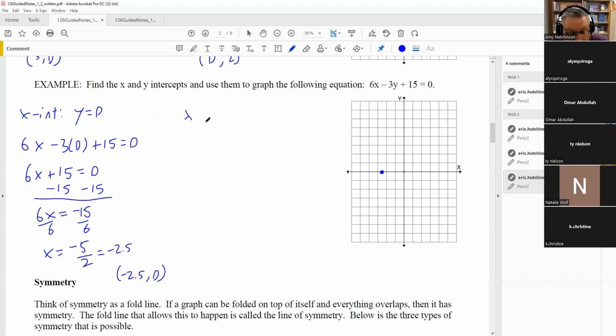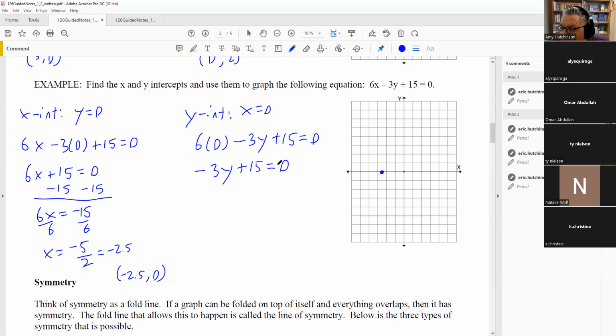And then now we want to do the y-intercept. And that's x equals 0. 6 times 0 minus 3y plus 15 equals 0. That first part's going to go away. We get negative 3y plus 15 equals 0. We're going to subtract the 15 from both sides. So we get that. Could have also added the 3y to the other side. It doesn't matter which way you want to do that.